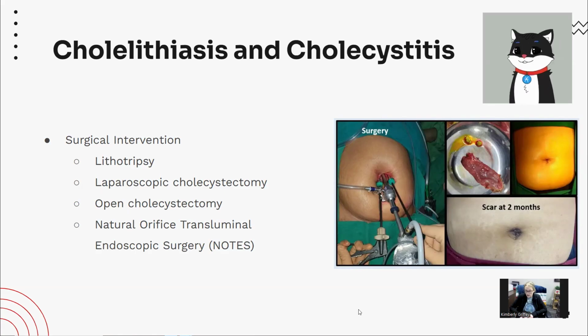With an open approach, they may place a JP drain in the bed of the gallbladder or a T-tube in the common bile duct. So if they have an open, they need to avoid heavy lifting for 4 to 6 weeks, clear liquids directly after the anesthetics wear off, and advance to solid foods with the return of peristalsis. So once they start having gas or have a bowel movement, they can start to have normal foods again.